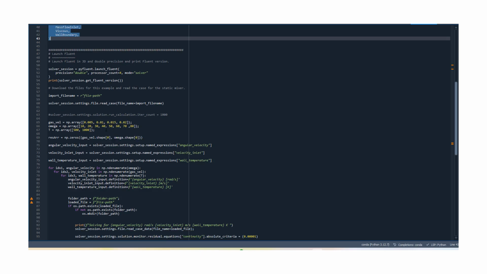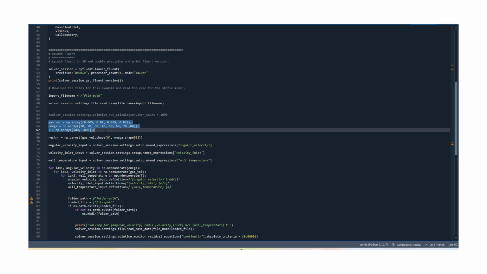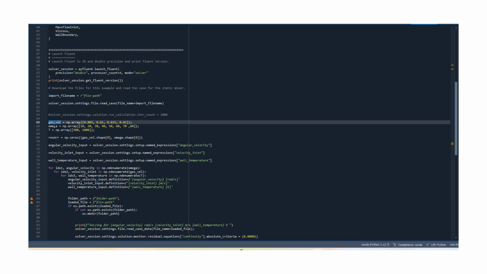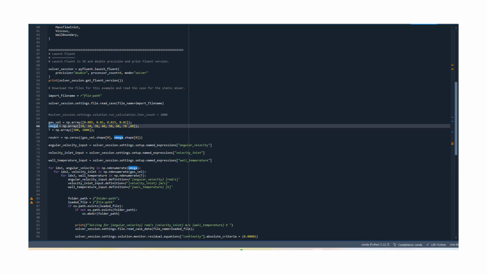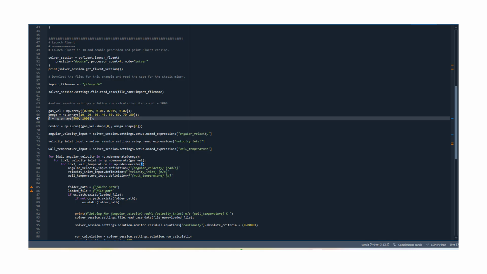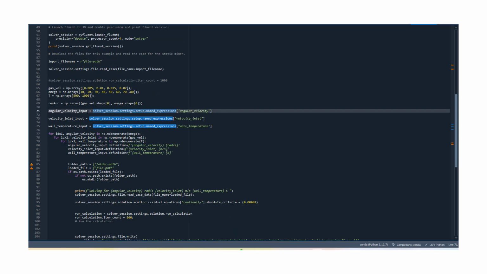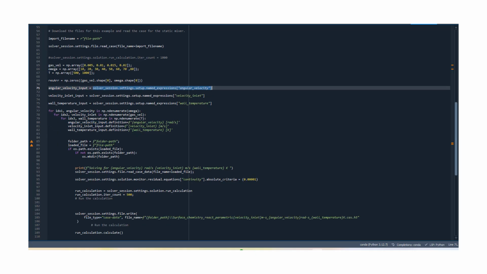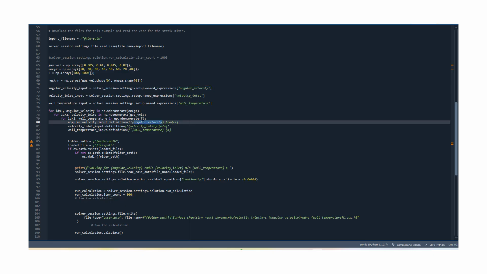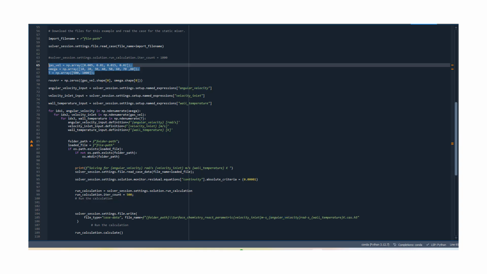Here I've defined arrays for the input parameters that we can vary. We can vary more of them, but I've included only three parameters: the gas velocity, the rotational velocity of the disk, and the temperature of the disk as well. These are going to modify the input parameters using this expression here. I've defined a variable for each named expression in Fluent, and these named expressions are going to take up the values of the variables from the different NumPy arrays, and that will allow me to modify each input parameter separately.